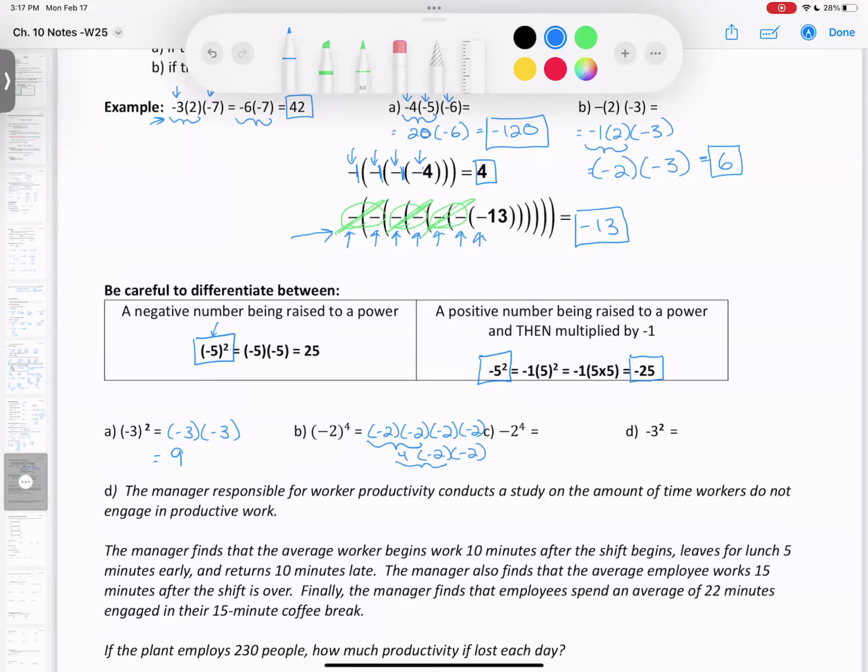Okay, and then here, multiplication is actually associative. We don't have to do this left to right, but we will. Here we get negative 8 times negative 2, which gives us positive 16.